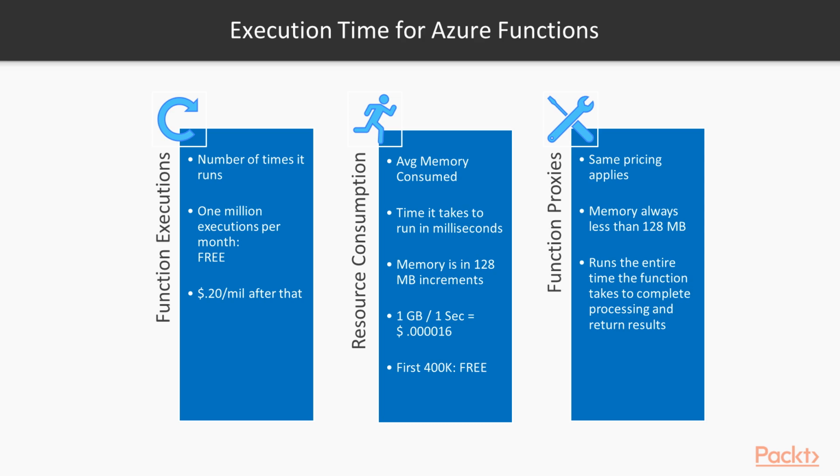Function proxies, the same pricing applies to both the execution and the resource consumption. However, for your proxy, it's always going to be running less than 128 megabytes. So you'll only pay for that first 128 megabyte increment of RAM. And the function proxy runs the entire time the function takes to complete processing and return results.